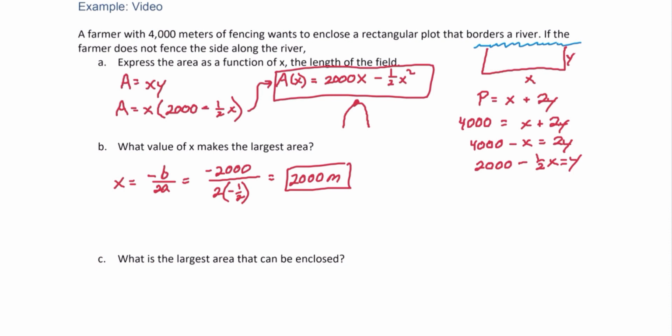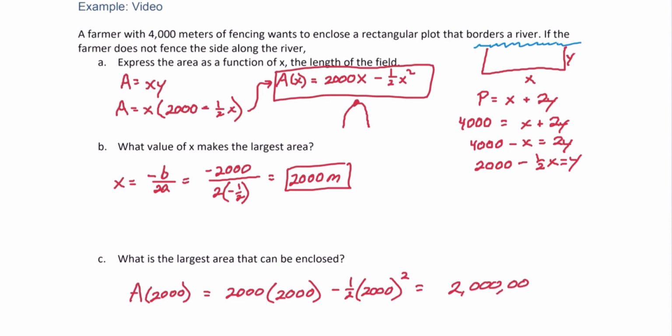In part C, we're looking for the largest area that can be enclosed. So here we will evaluate the area function at the 2,000 that we just found. So we have 2,000 times 2,000 minus 1/2 times 2,000 squared. This gives us 2 million square meters for the max area.